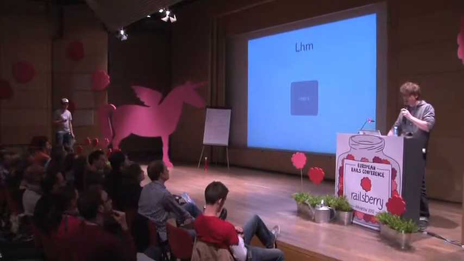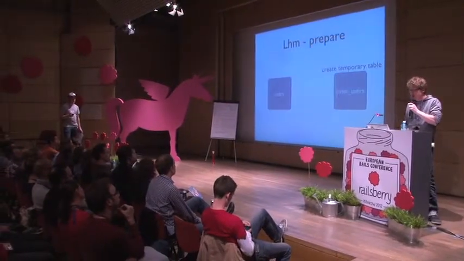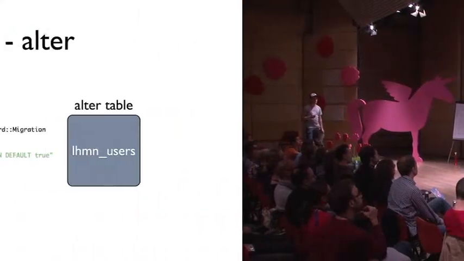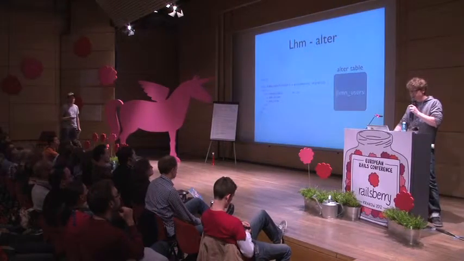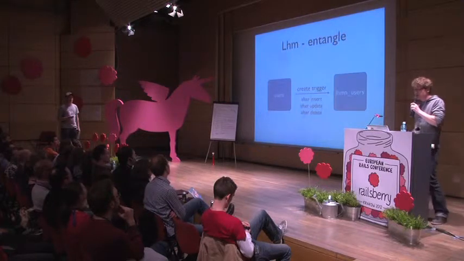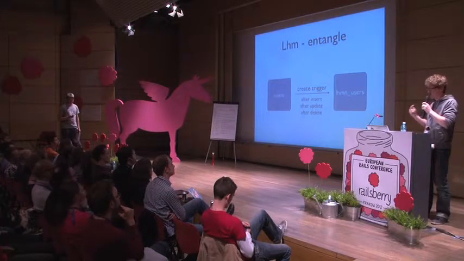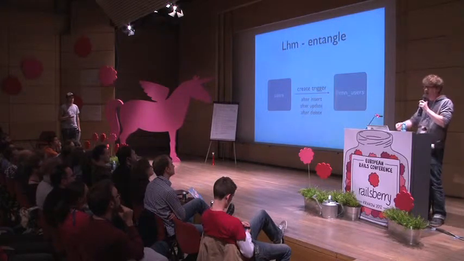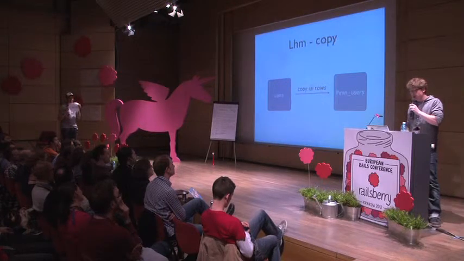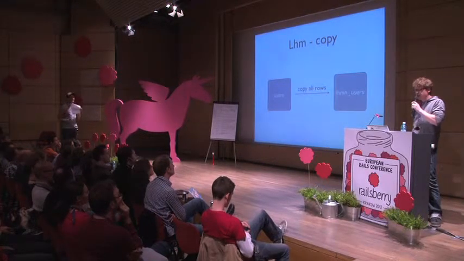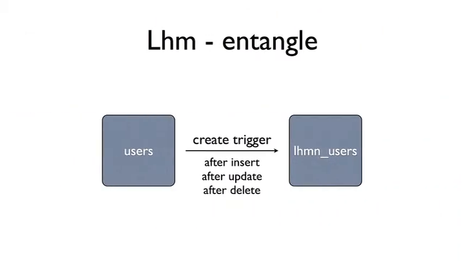Suppose you have a users table and you want to migrate it, like adding a new column to it. First, we create a new temporary table with the same schema as the users table, but it's empty. Then we do the migration on this empty table. This is now in the new state. And we create triggers, which means every row which gets inserted, updated, or deleted on the old users table also gets inserted, updated, or deleted on the new table. And we start copying all rows over from the users table to the LHM table, which is only necessary up until the point we created the triggers, because everything after the triggers is already in the new table.